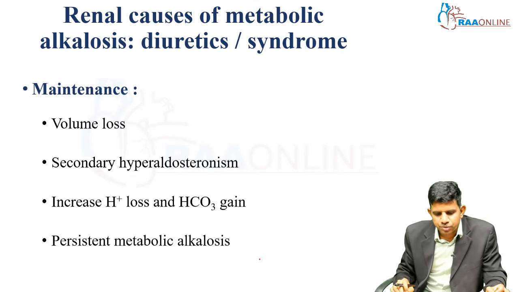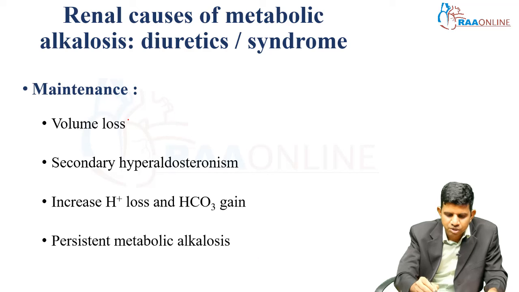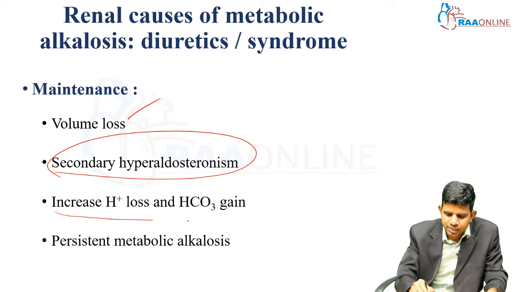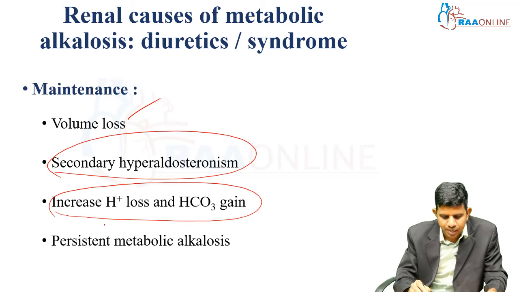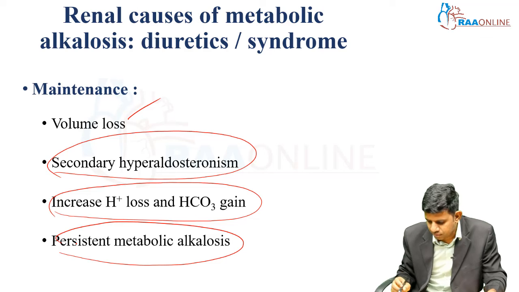Okay. So, how is the metabolic alkalosis maintained? The thiazide diuretics and loop diuretics generate a metabolic alkalosis this way, because of increased sodium delivery to the distal tubule. In the same condition, there is volume loss. What will happen? It causes secondary hyperaldosteronism. So, it increases hydrogen ion loss and bicarbonate gain. So, it can cause persistent metabolic alkalosis.